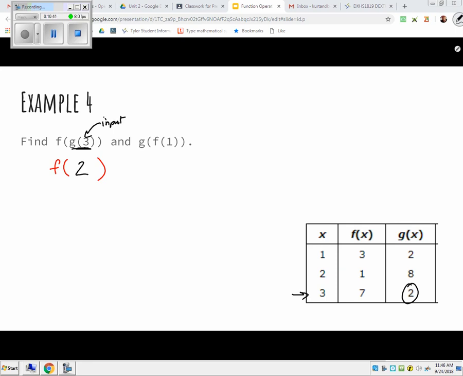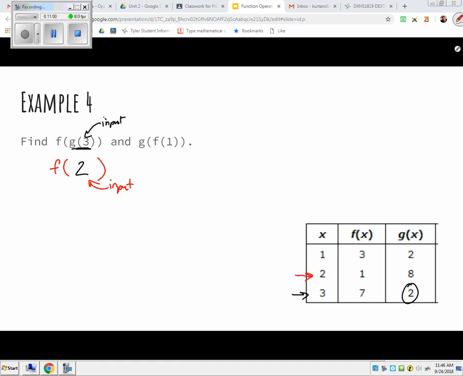So I dipped the 3 in batter, and it came out as the number 2. Now I'm ready to throw 2 into the saucepan. So when I take this 2, this is now my new input. So I take the 2, I dip it into the saucepan.